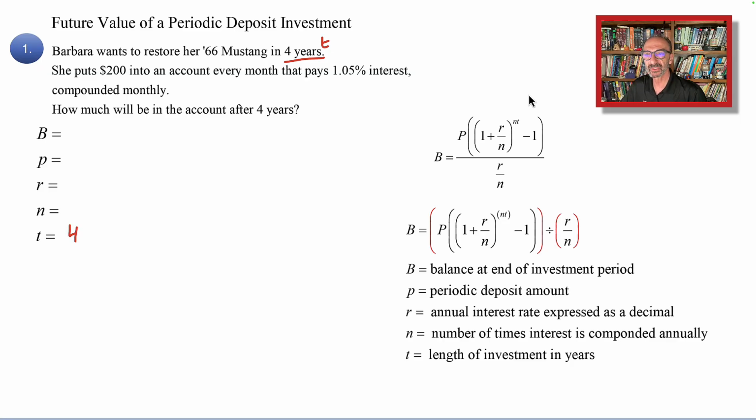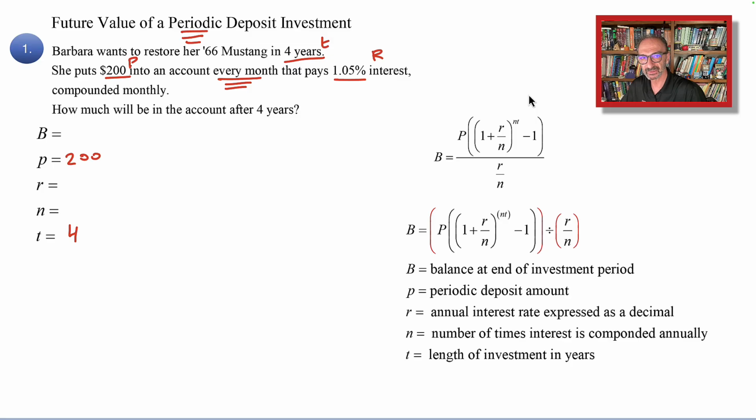She puts $200 into an account, that's the deposit, $200, in an account every month. That's why it's called periodic. It's not like a CD, one-time deposit and she walks away. That pays 1.05 interest, that's R.